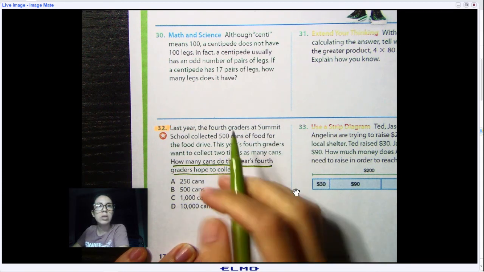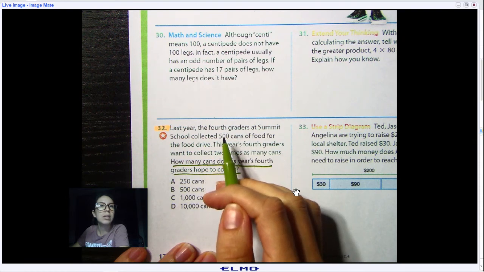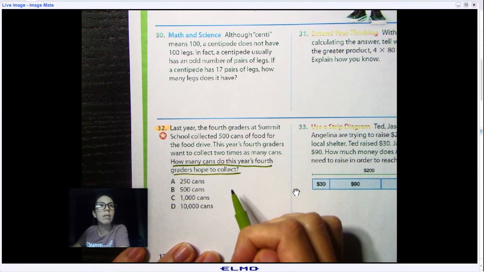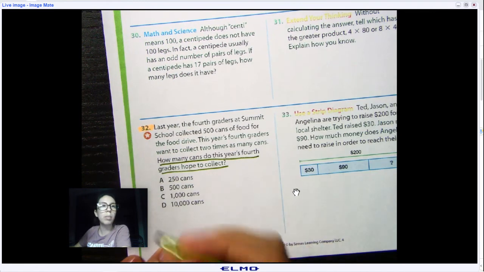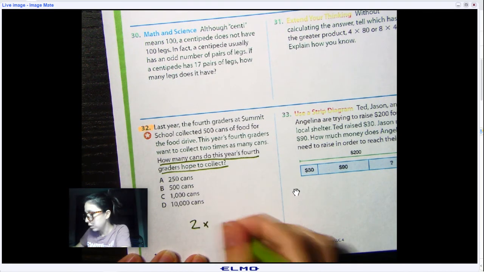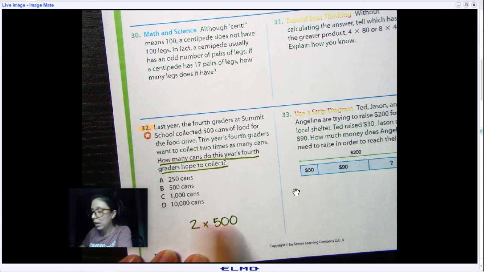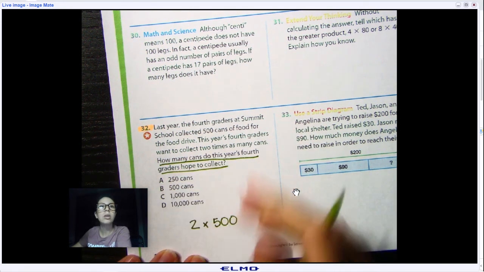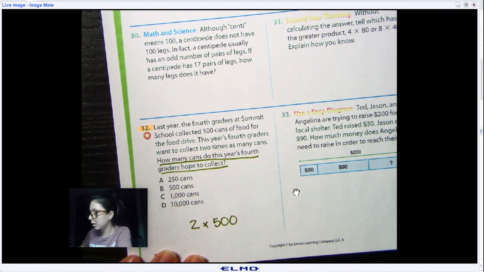Okay, so this year's 4th graders want to collect twice as many as last time. So last year they had 500 cans of food, and this year they want to do twice as many. Okay, so our problem is going to be 2 times 500. And remember, when you're working out word problems, I want no naked numbers. We don't leave naked numbers without labels because when it gets to 3-step problems, then you don't know what your numbers represent anymore. We don't know where we're going. So it's really important to label them.